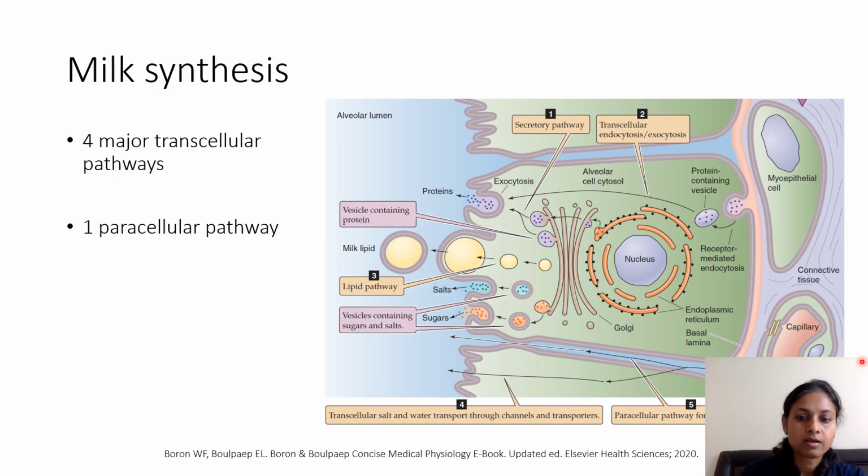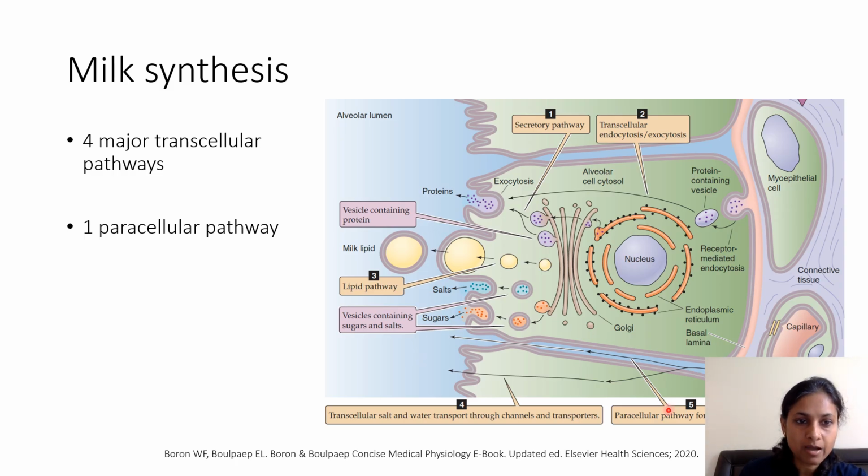And then you have pathway 4, which is the transcellular pathway for salt and water transport. This happens through transporters that are present in the basal membrane and in the apical membrane. The salt and water are taken from the basal membrane, and through channels they are secreted into the lumen. So that is pathway 4, transcellular salt and water transport. Those are the 4 major transcellular pathways.